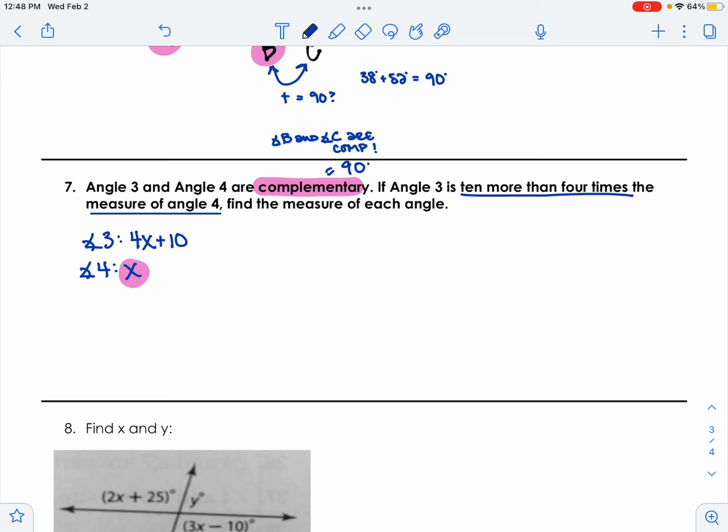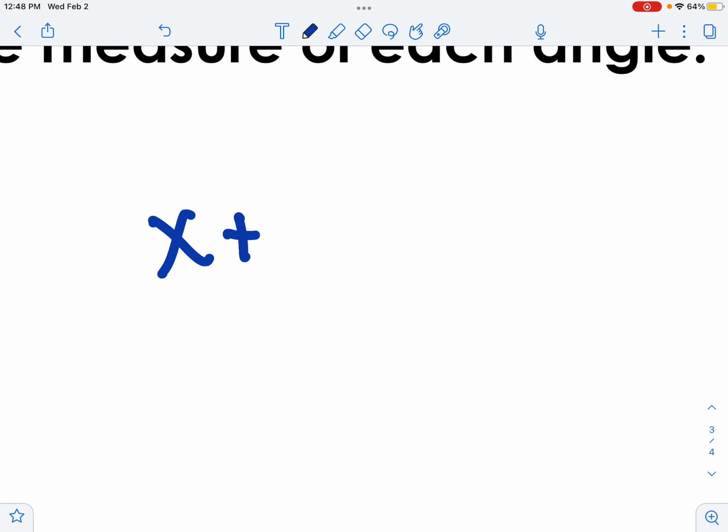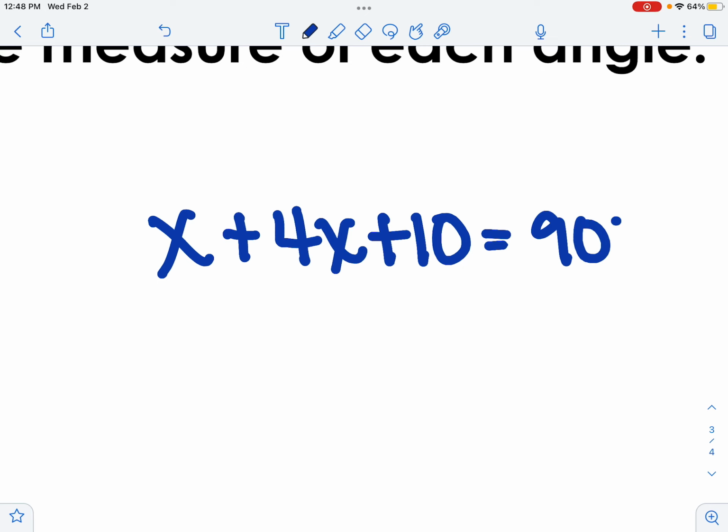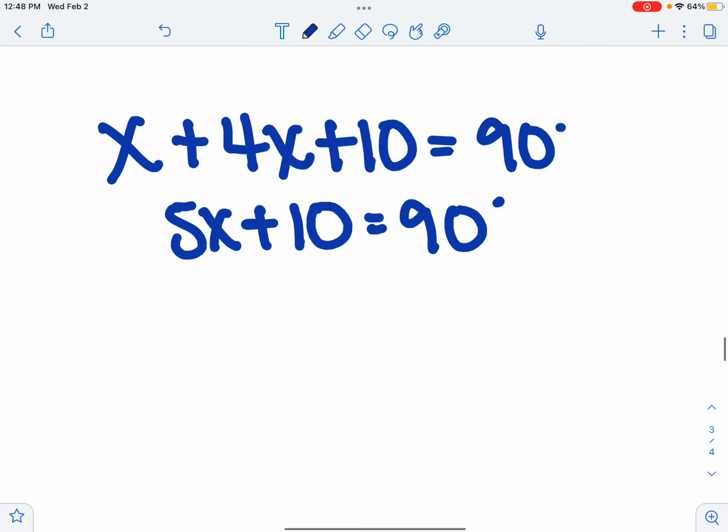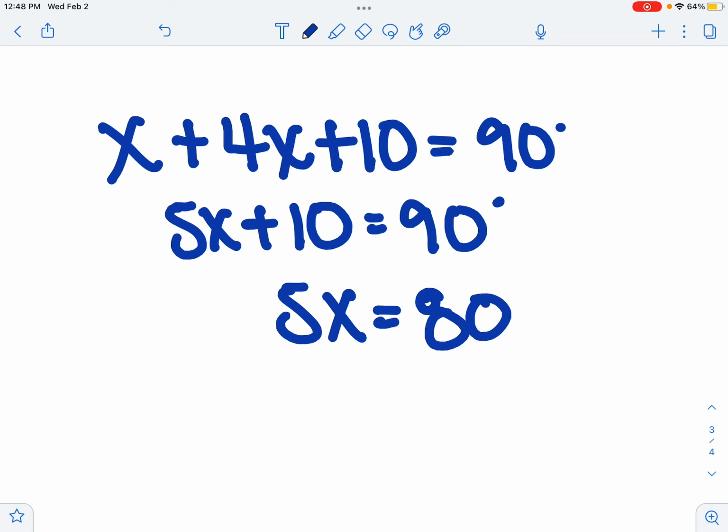Now it says that these two angles are complementary. So I know I have to add those up and set them equal to 90 degrees. So I'm going to do x plus 4x plus 10 equals 90. I'm going to combine my x and my 4x. I'm going to get 5x plus 10 equals 90. And I'm going to subtract over that 10. So I'm going to get 5x is equal to 80. So dividing that out, 80 divided by 5, I get 16. So x is equal to 16.